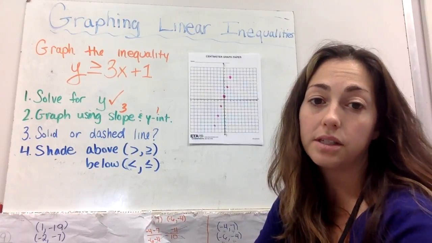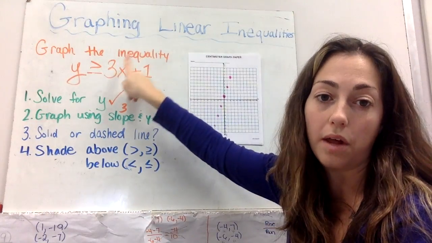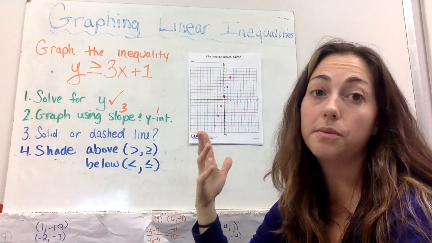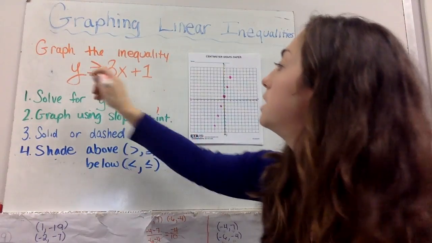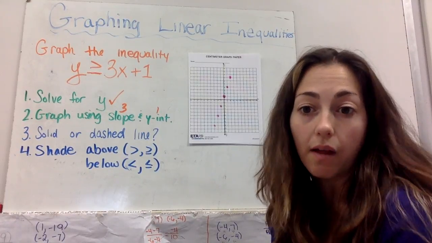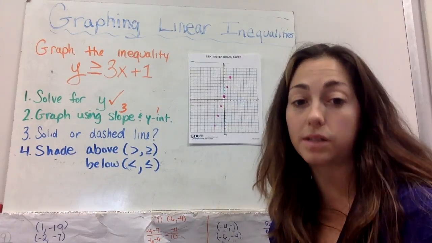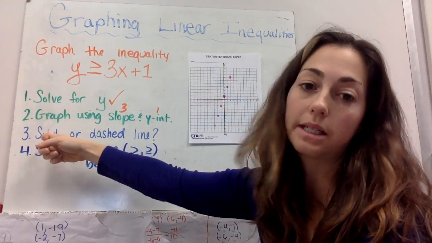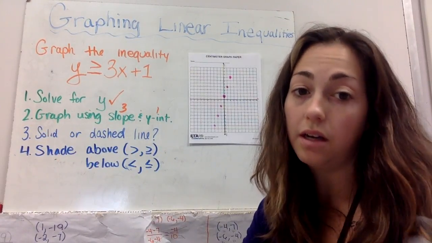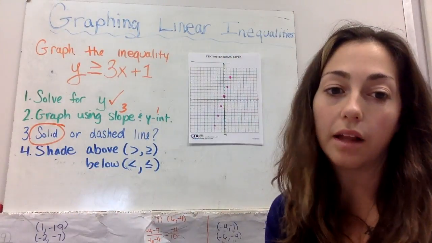Because it's an inequality, not an equal sign, there's some information that's important. So the equation is y is greater than or equal to that line, right? Y is greater than it or equal to that line. Because it's equal to that line, my next step is whether it's a solid or a dashed line. And because there's that equal to, it's a solid line.